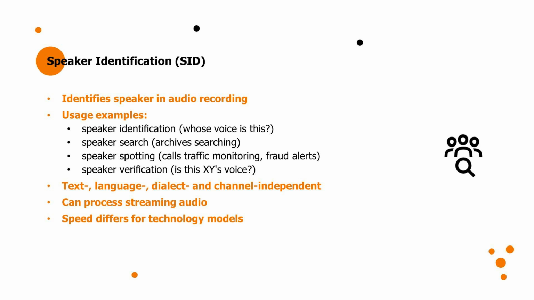Speaker identification has a wide variety of usages, from identifying whose voice is in this recording, through searching in which recordings is speaker XY speaking, or spotting, hey, it's speaker XY speaking in this recording, to verifying, yes, it's really speaker XY speaking in this recording. Speaker identification is, similarly to other supporting technologies, not dependent on spoken text, spoken language or dialect, or acoustic channel. Speaker identification can process also real-time audio streams and comes in more variants called models, differing in processing speed and accuracy, fast but less accurate models and more accurate but slower models.